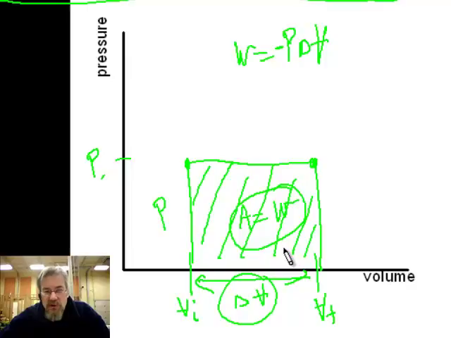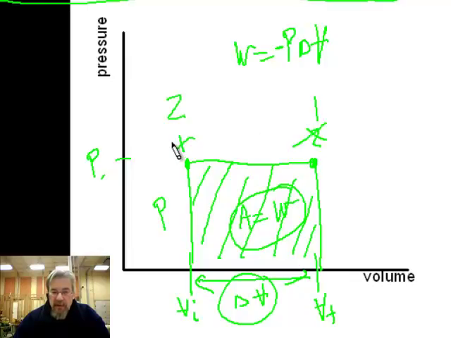Now, if this was an isobaric compression instead of an expansion, the volume would be the same. Instead of this being your start and this being your end, this would be your start and this would be your end. So the rectangle would have the same dimensions. The difference would be that the work would now be positive because the change in volume would be negative. It would have gone from a high volume to a low volume. So same size, just different sign.